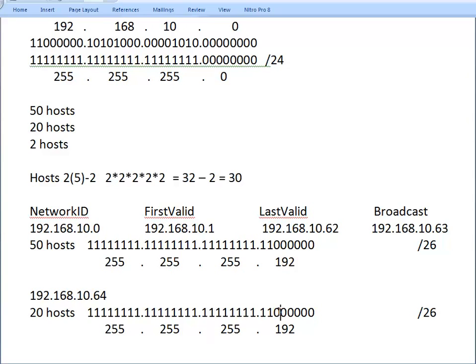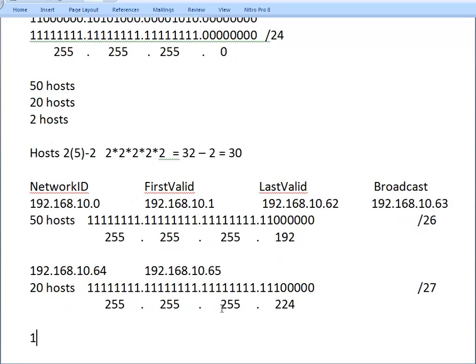So this will change to 1 here. This will be /27 because we have 27 ones, and this will change to 224 because 128 plus 64 is 192, plus 32 is 224. Okay, we just found out that we need 5 zeros for the second network to create 20 hosts. Now first valid is the network ID plus 1, so 192.168.10.65.